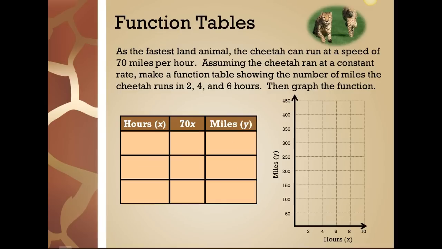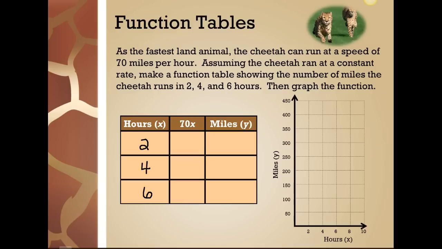Let's complete a function table and graph it. As the fastest land animal, the cheetah can run at a speed of 70 miles per hour. Wow, that is fast! Assuming the cheetah ran at a constant rate, make a function table showing the number of miles the cheetah runs in 2, 4, and 6 hours. Then graph the function. Let's complete our function table by writing 2, 4, and 6 in the x column.